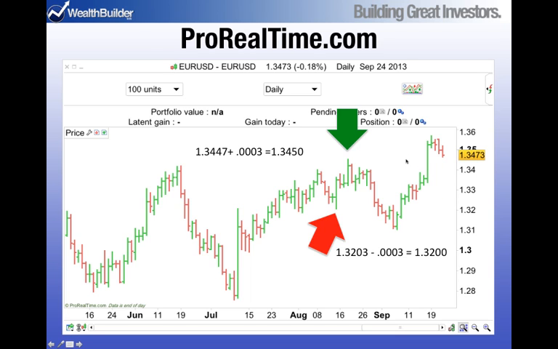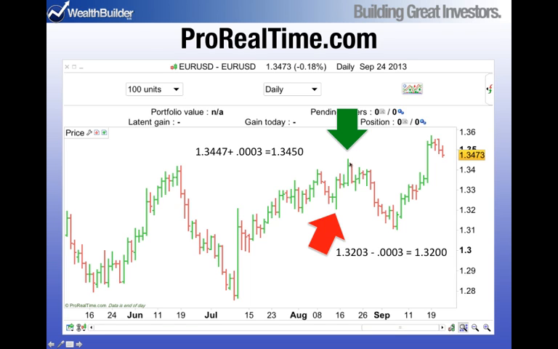So let me digress just for a second. Currencies are denominated in pips. So 1 pip is 0.0001, or 4 decimal points. With stocks, we have a 10-cent buffer. With Forex, we have a 3 pip buffer.